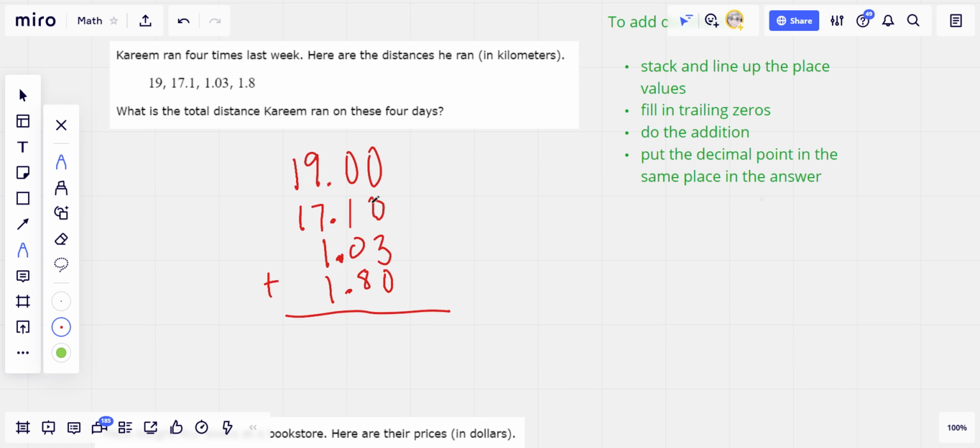So we've got 0, 0, 3, and 0, that's 3. And here we've got 0 and 1 and 0 and 8. 1 and 8 is 9. And then, oh, we got a lot here. So 9 and 7, let's see, that's 16, plus 1 more is 17, plus 1 more is 18. So we put the 8 down here, carry the 1, and here we've got 1, 2, 3. And then we just put our decimal point in the same spot. So looks like Kareem ran a total of 38.93 kilometers in 1 week. That's some pretty serious training, Kareem.